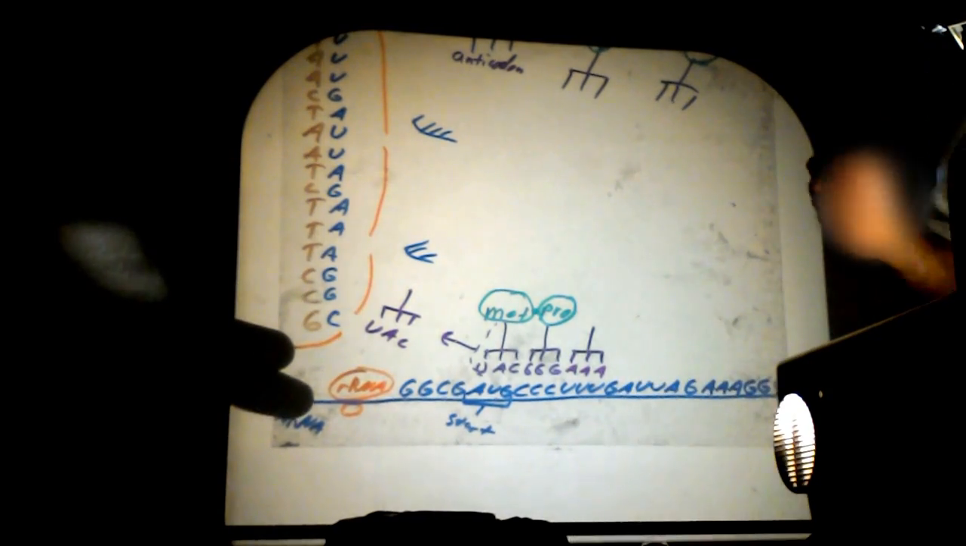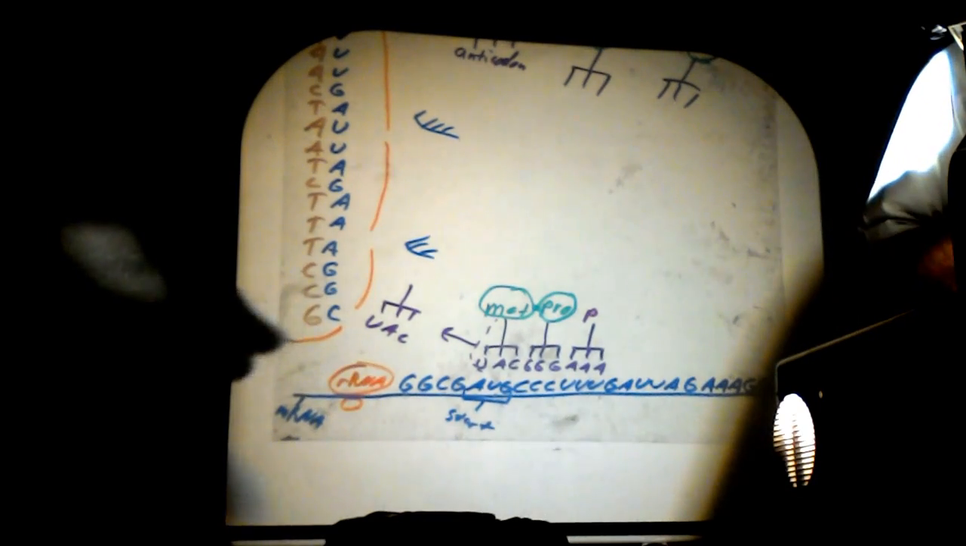Now we go to the next one. Another transfer RNA. Another complementary anticodon. And what does UUU code for? That's the anticodon, but what amino acid does it code for? Phenylalanine. Oops, I wrote it in the wrong color. So phenylalanine, again another bond.